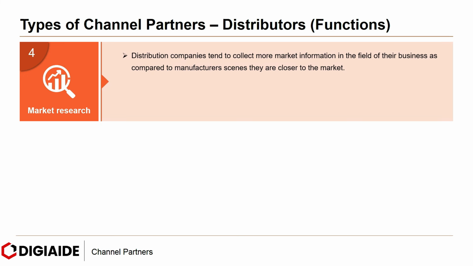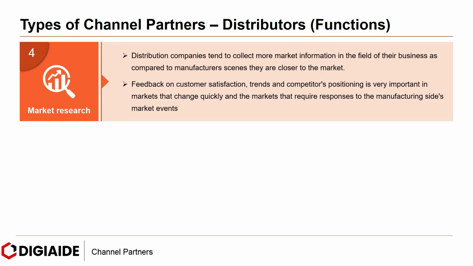Distribution companies tend to collect more market information in the field of their business as compared to manufacturers, since they are closer to the market. Feedback on customer satisfaction, trends, and competitors' positioning is very important in markets that change quickly and markets that require responses to the manufacturing side's market events.